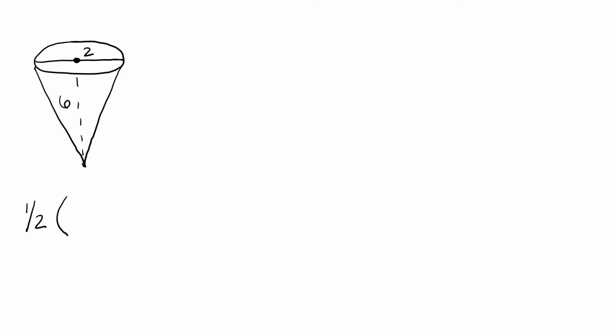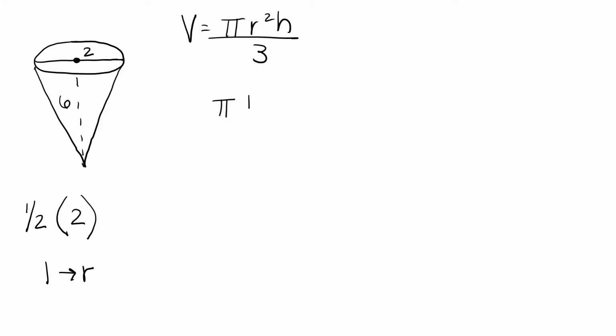For problem 2, we have a cone. And our cone has a diameter of 2 and a height of 6. We start by taking half of our diameter because we only want the radius, and so half of 2 is 1. We use our formula, pi r squared h over 3. We plug in the radius we found, 1, and our height, 6.